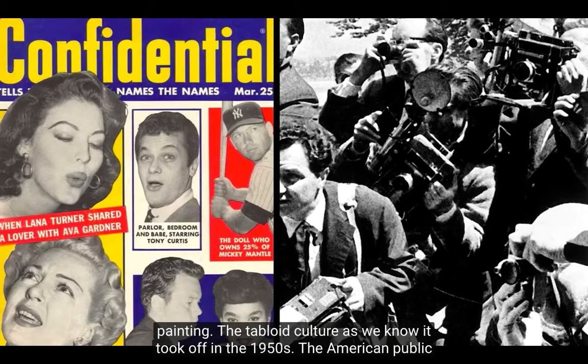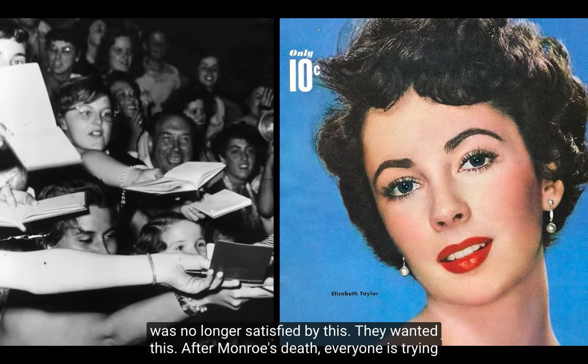The tabloid culture as we know it took off in the 1950s. The American public was no longer satisfied by this. They wanted this.